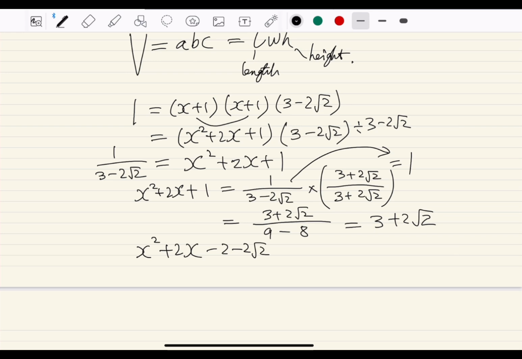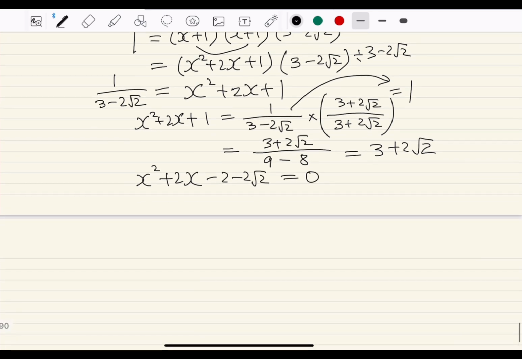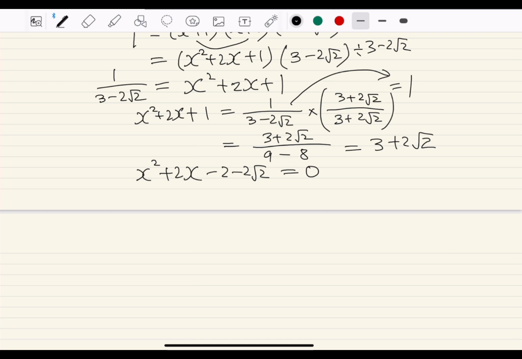How can we solve this? Of course, the most direct way is using the quadratic formula. So x equals, with 2a in the denominator being simply 2 because the leading coefficient is 1, minus b, which is minus 2, plus or minus the square root of b squared, which is 2 squared, 4, take away 4ac. Because c here is negative, we can just add 4 times 3 plus 2 root 2.